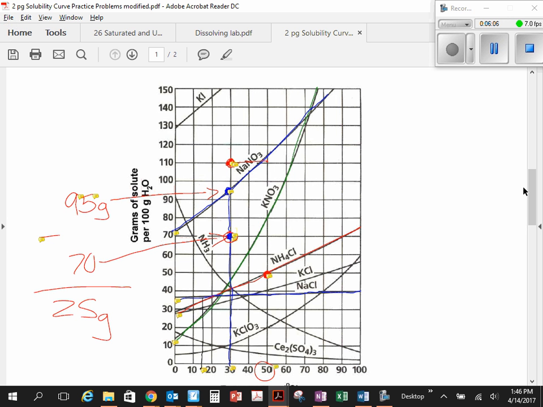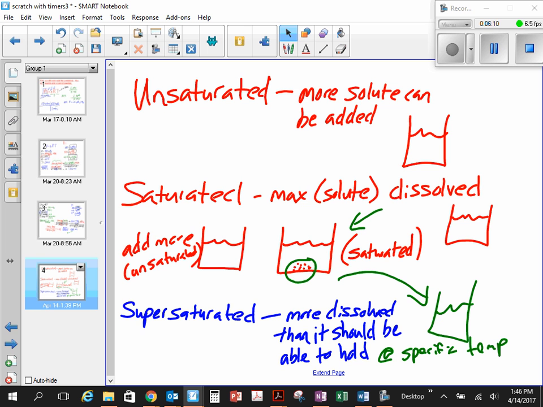So, in other words, on here, this one would not be supersaturated until it was at a temperature where it wasn't supposed to be able to hold that much. Because if you just heat it up, well, at the heated temperature, it should be able to hold that much. So it just feels saturated.